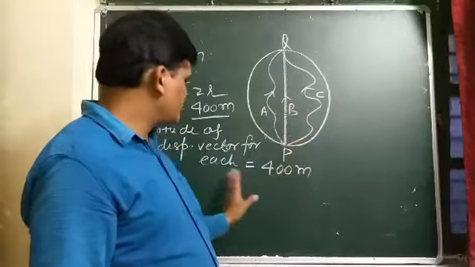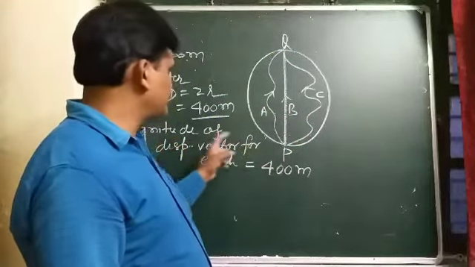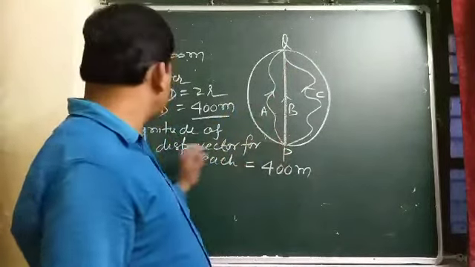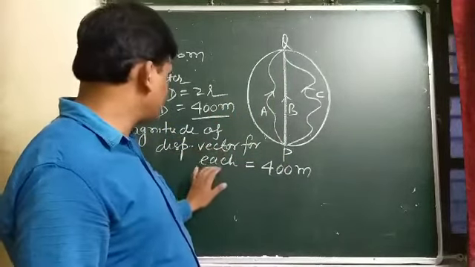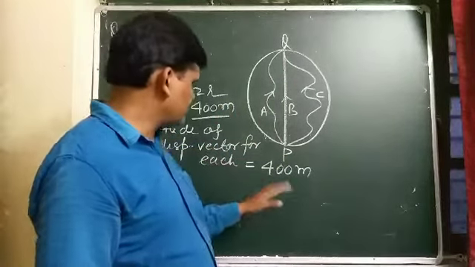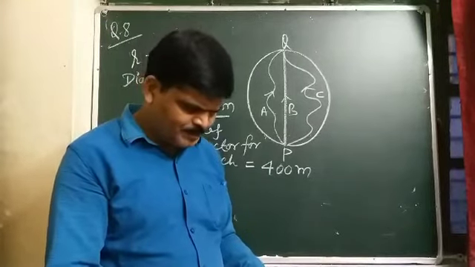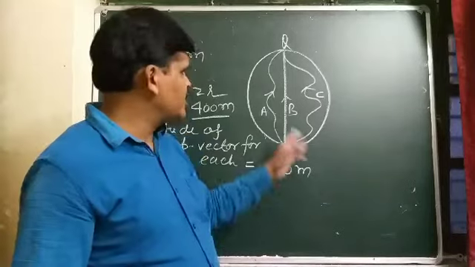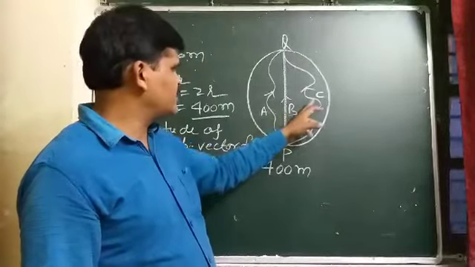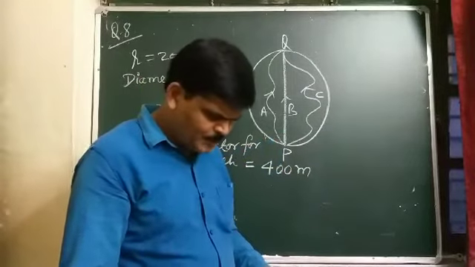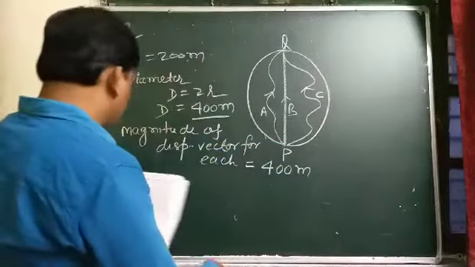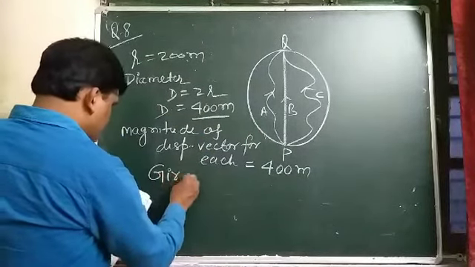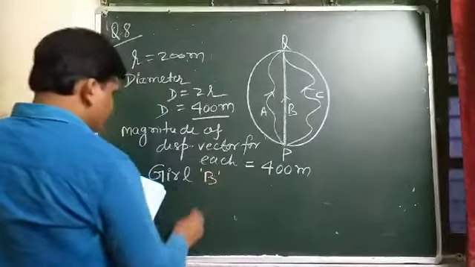B and C, but the actual displacement, that is what? Straight line path, which is the diameter of the circular path, and magnitude of displacement vector for each girl, that is what? 400 meter. For which girl is this equal to the actual path? So this is girl A, this is girl B, and this is girl C. So for which girl? Girl B.